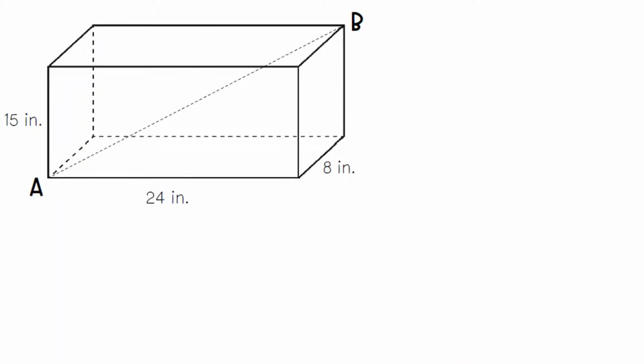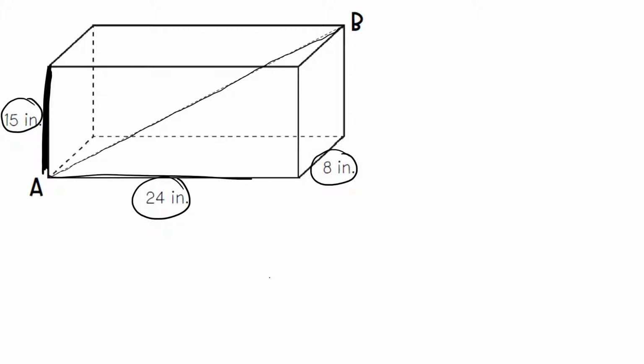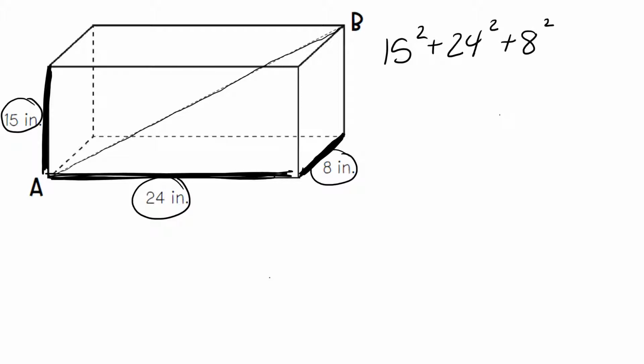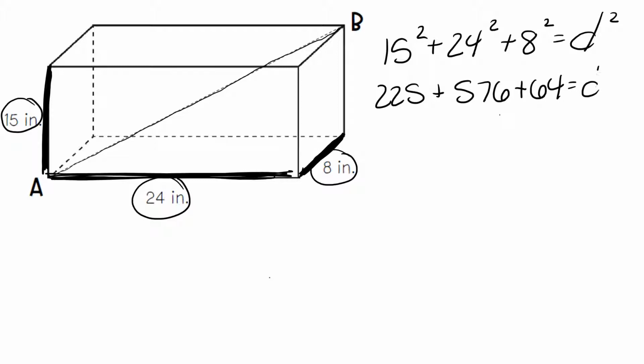Again, when you're trying to find the diagonal length that runs all the way through the middle, you take your 3 values. They represent your 3 lengths. 15 is here going up and down. 24 is our long side here in the front, and the 8 is the going backwards to forwards. It does not matter what order you put your numbers in. In this case, I'm doing 15 squared plus 24 squared plus 8 squared, which is going to give me the D squared value. 15 squared is 225. 24 squared is 576. And 8 squared is 64.